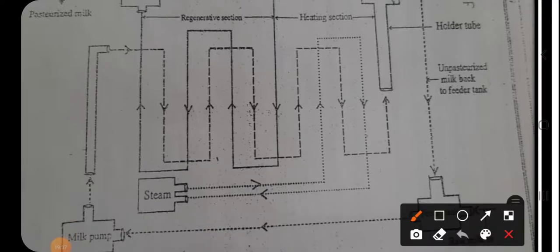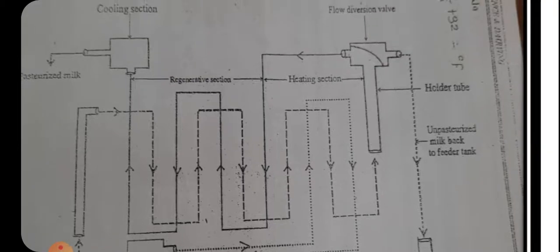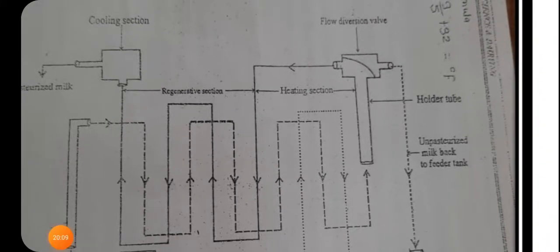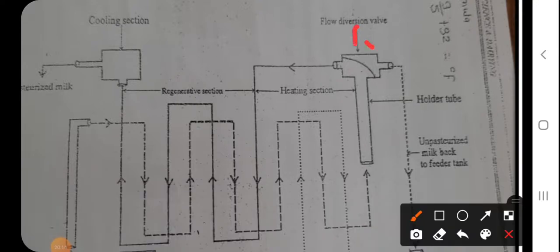And then in the regenerative section, this line shows the hot milk, and this dotted line shows the raw milk. Okay, and this is the steam, and this is the hot section, heating section. Okay, and this one is the flow diversion valve.